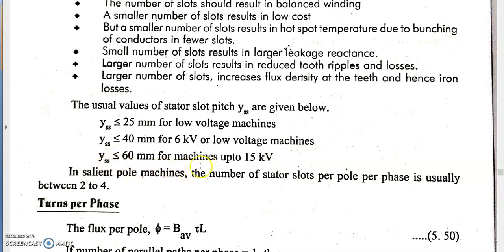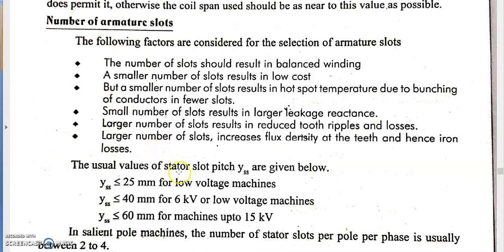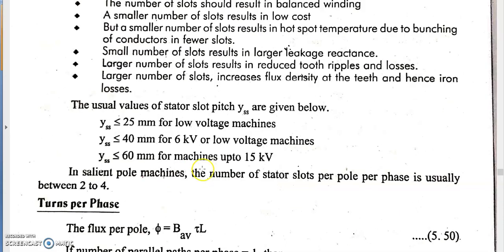So this is one parameter. Based on this we will be calculating the total number of armature slots or stator slots. And then another parameter we will use to calculate the stator slots is slots per pole per phase. That value we will be assuming as 2, 3 and 4 here. So 2 to 3, 2 to 4 here. Okay.